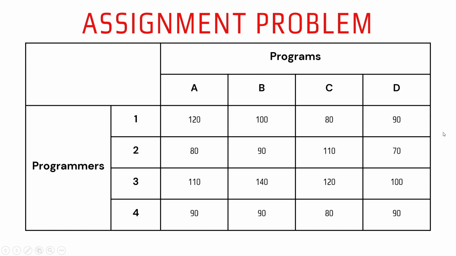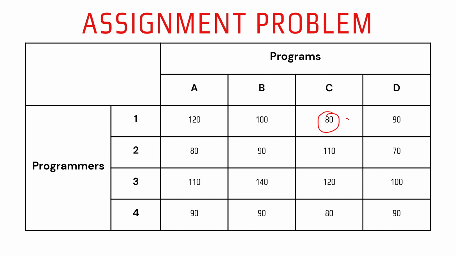So the first step for the Hungarian method is to subtract the smallest number in each row of the original cost table from every number in that row. So this table is what we call the opportunity cost table. So the smallest number in the first row is 80. So we'll be subtracting 80 from each number in the row.